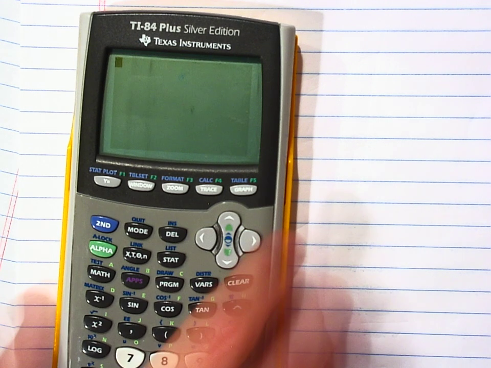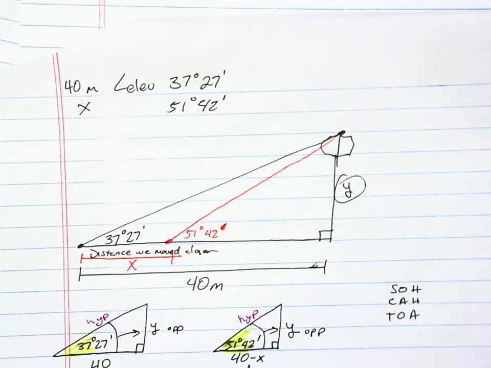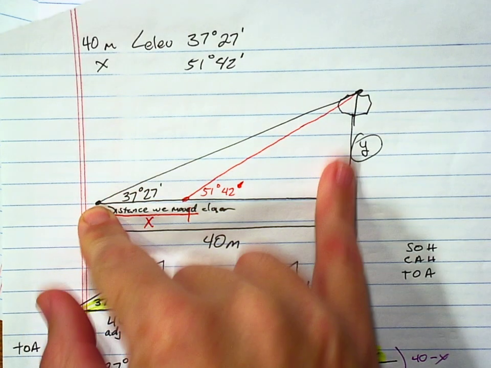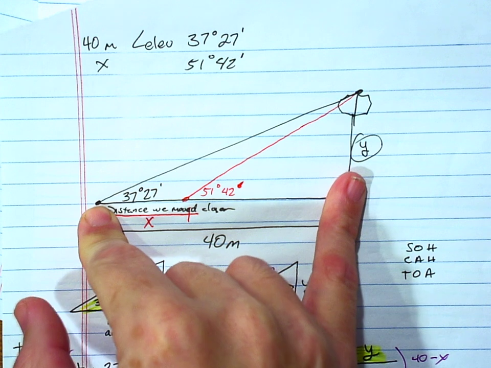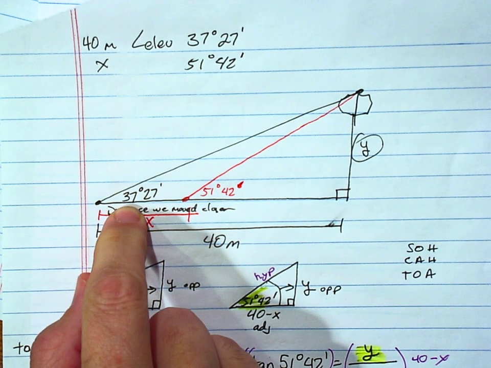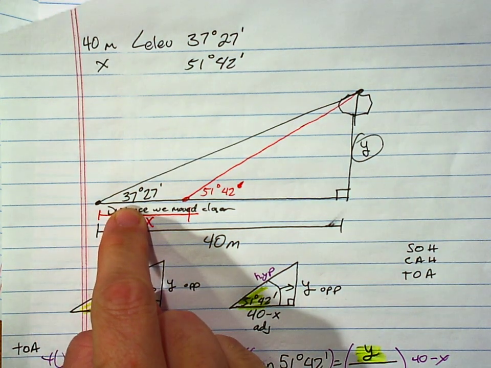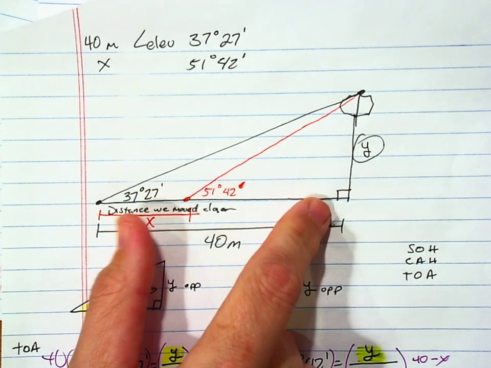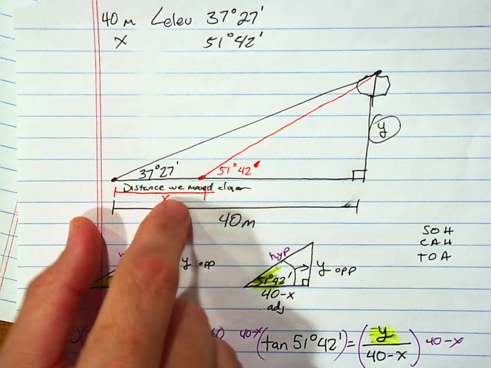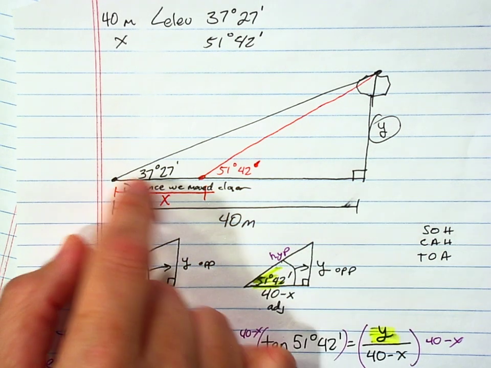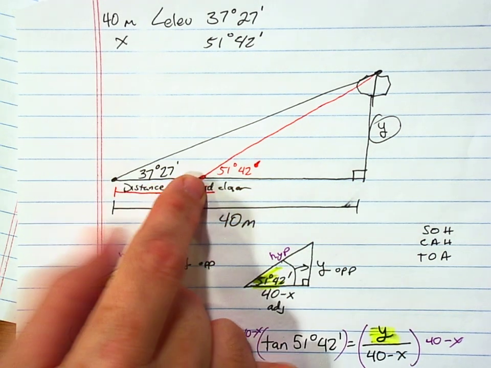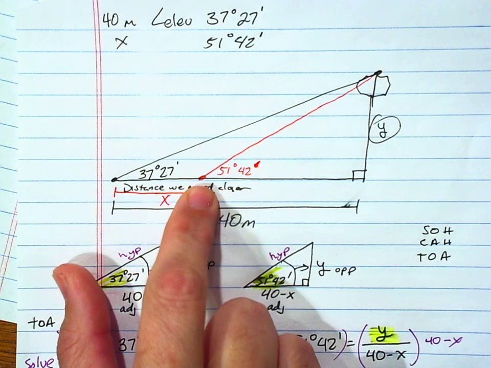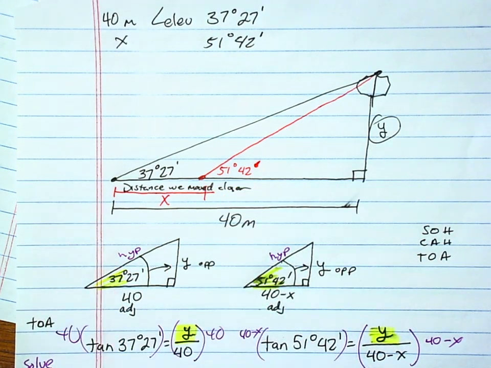All right, so just to review the problem, angle of elevation, we're starting here, we have a tree, we don't know how high the tree is, so we gave that a y. We know the angle of elevation is 37 degrees, 27 minutes, and we're 40 meters from the tree. We walk a distance of x, we don't know what that distance is, but at the new point, we have a new angle of elevation to the top of the tree, 51 degrees, 42 minutes.